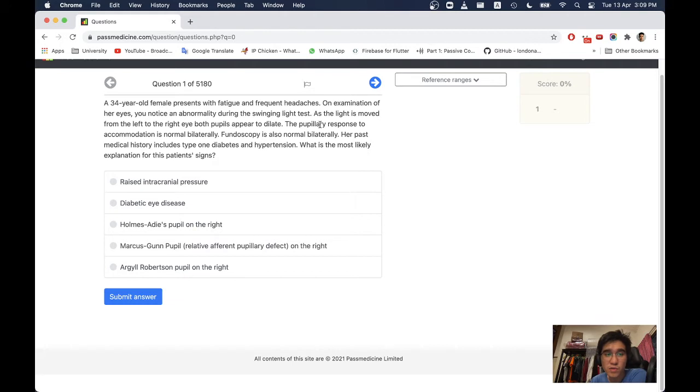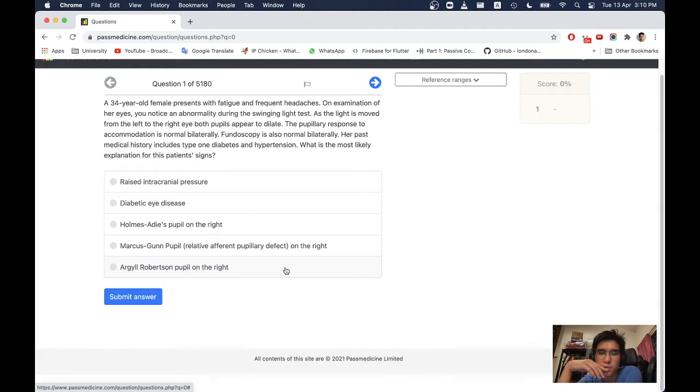Wait. As the light is moved from left to the right eye, both pupils appear to dilate. So the right side is having a problem. Right afferent. Argyll Robertson pupil, it's the thing in syphilis, I think, where you respond to accommodation but don't respond to light.